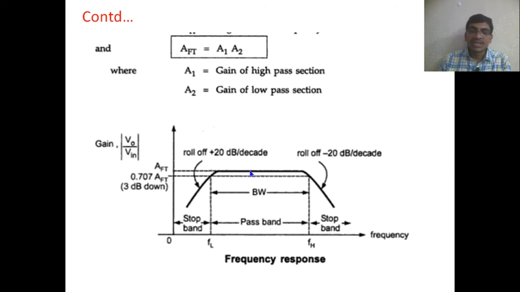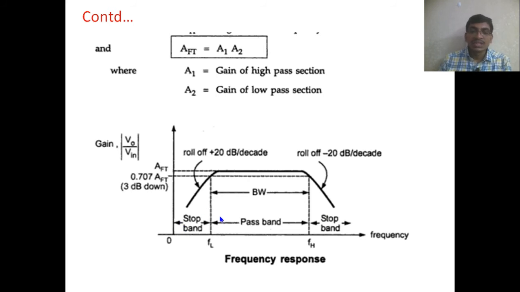At the pass band, we will get the maximum gain AFT, and the gain will be equal to minus 3 dB or 0.707 AFT at the two corner frequencies of the filter, where FL is one corner frequency and FH is the other corner frequency. After these corner frequencies, in the stop band in the low frequency and the stop band in the high frequency, the gain rolls off at the rate of minus 20 dB per decade in the high frequencies and at plus 20 dB per decade in the low frequency section.